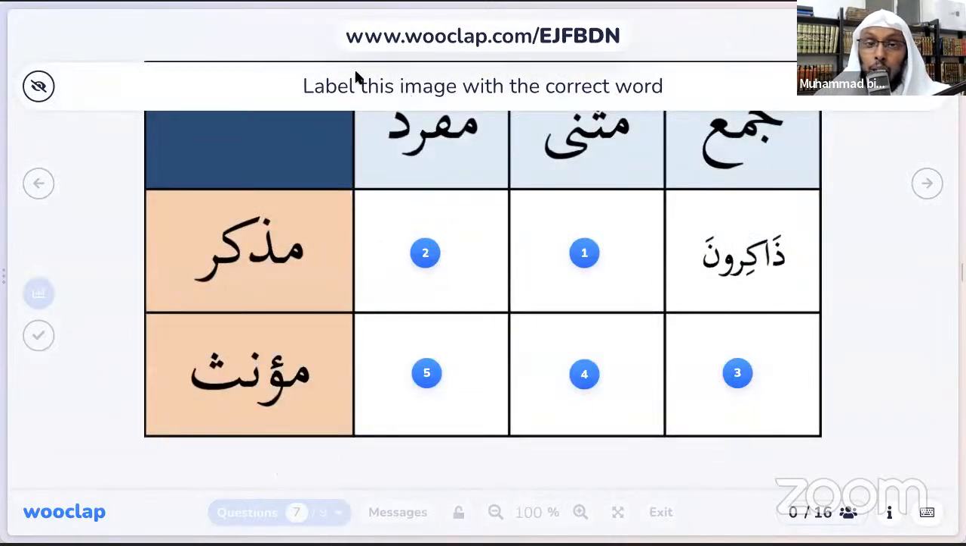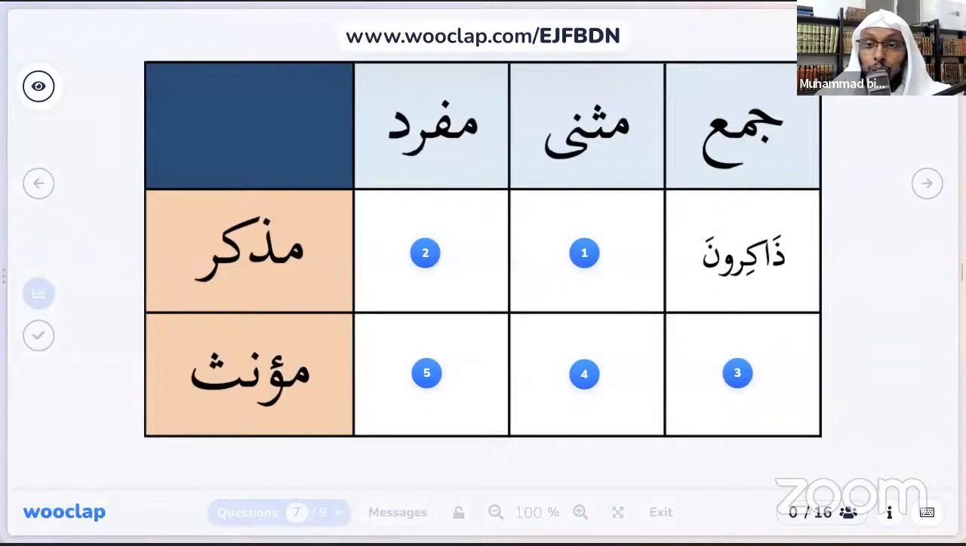So here we go. This is the question. You have to label the image with the correct word. Quickly to explain what's happening here, we have a word, dhakiruna. This is the plural, jama' mudhakkar, all of it salim. We're not doing jama' taksir at the moment. Jama' taksir requires a bit of memorization. So we have the mufrad mudhakkar, mufrad mu'annath, muthanna mudhakkar over here, and muthanna mu'annath over here, and then the jama' mudhakkar and the jama' mu'annath. I've given you the jama' mudhakkar, and you just need to reverse engineer and fill out the rest.